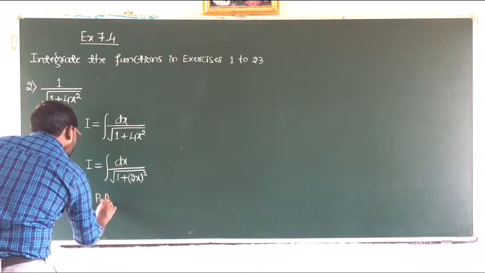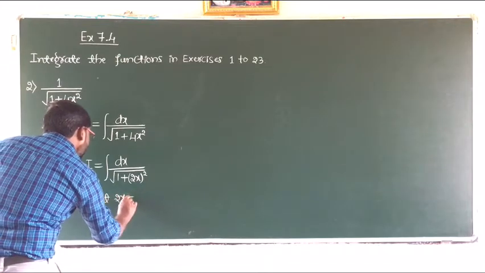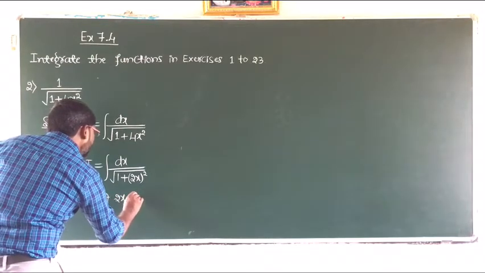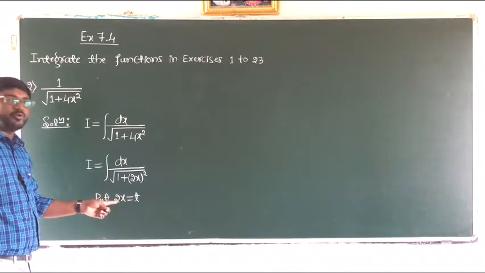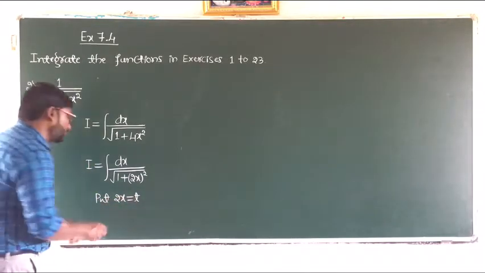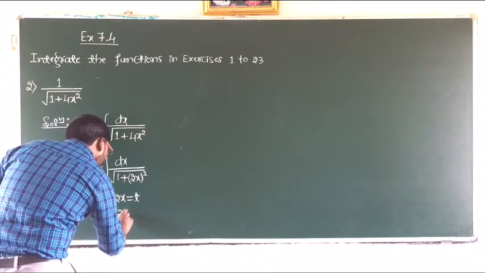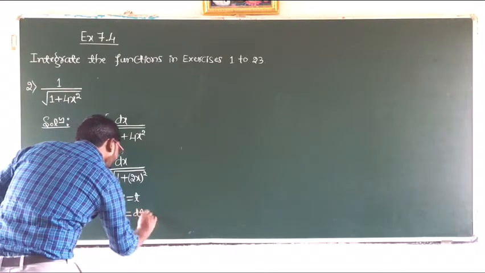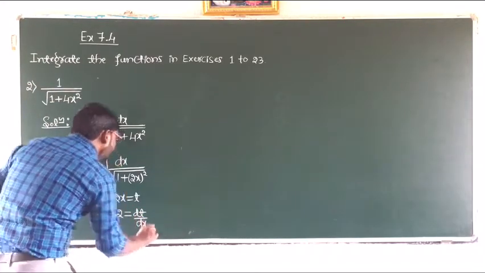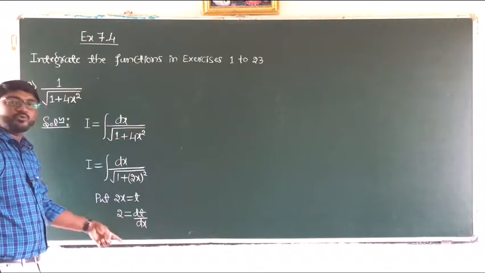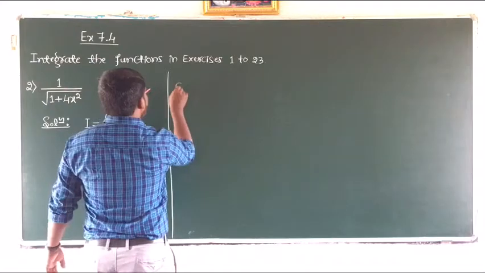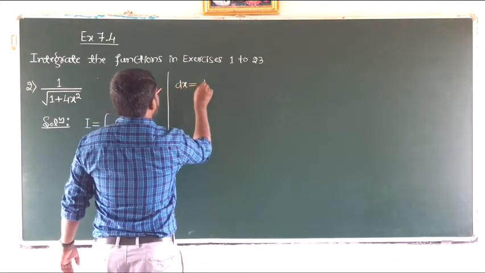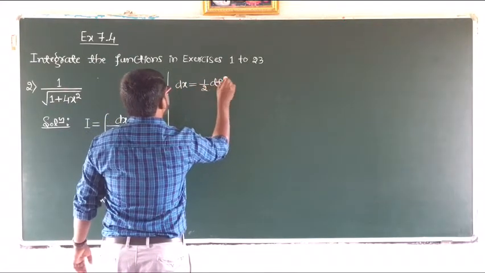Put 2x which is equals to t. Now differentiate both the sides with respect to x. Derivative of 2x will be 2. So we get 2 which is equals to dt by dx. Now take dx to the LHS and 2 to the RHS. So rewrite this. dx which is equals to 1 by 2 times dt.